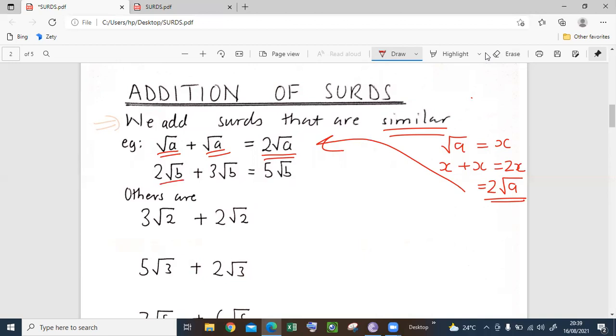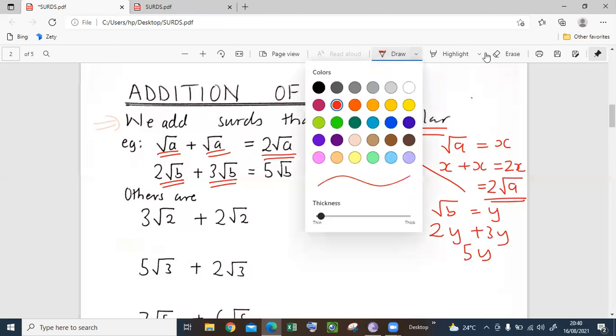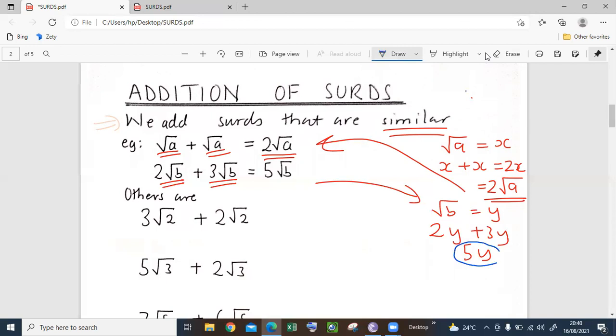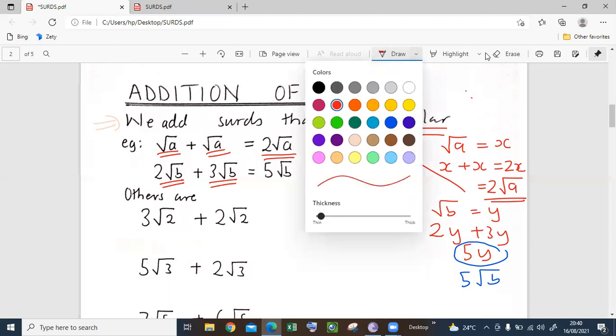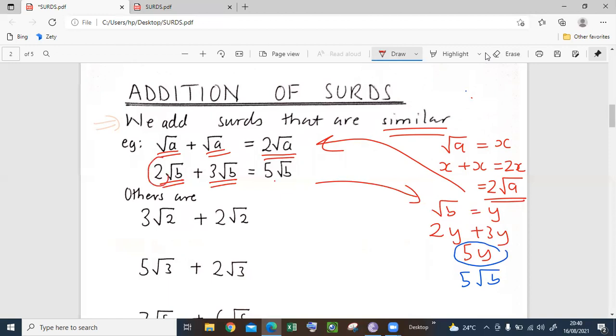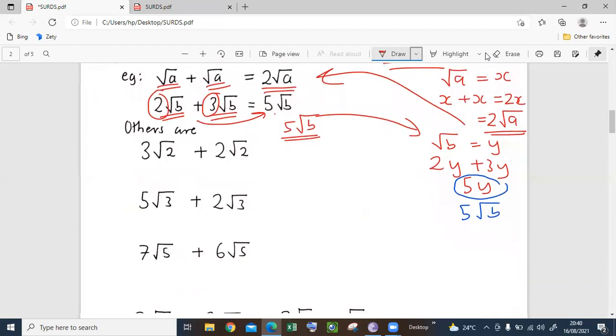Look at this 2 root of b and 3 root of b. Again, if I say root of b is like y, then my question would be 2y plus 3y, and this would give me 5y. And as I have mentioned here, if this is 5y, it is the same as 5 root of b. So if we go back to our previous question, this would be 2 plus 3, giving us 5. Hence, my final answer would be 5 root of b.